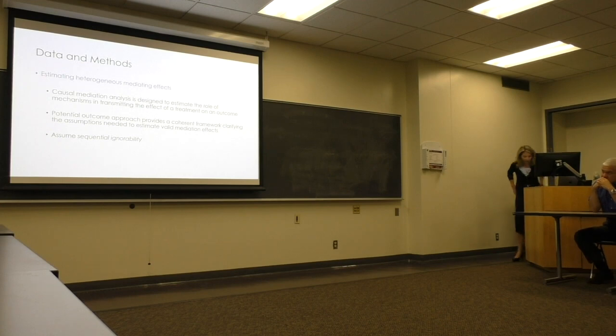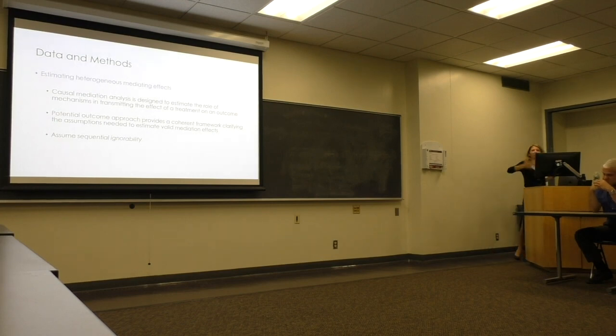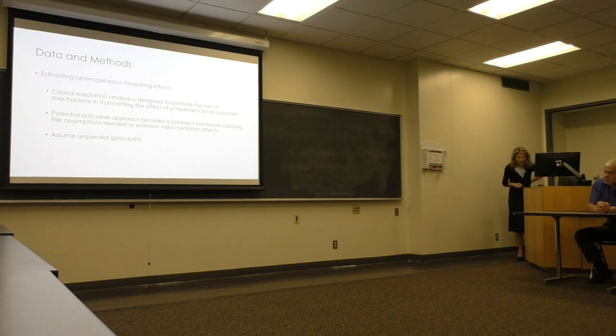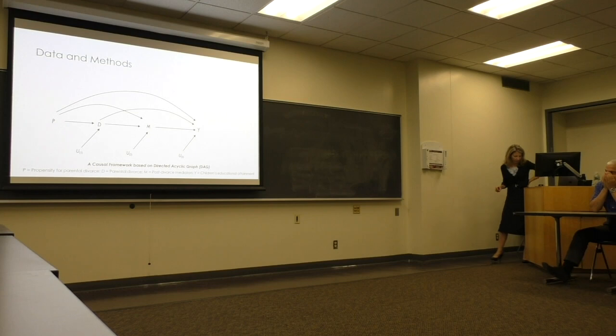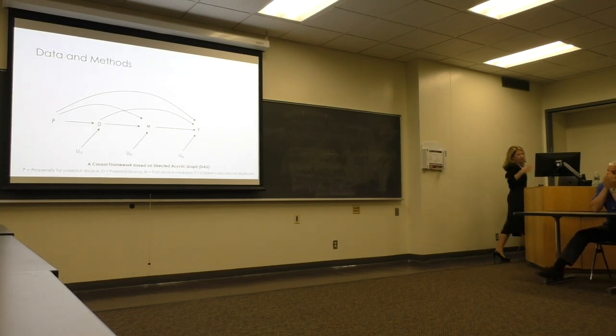To identify mediating effects, we have to assume what's called sequential ignorability. So given an adjustment for all the X variables, the pretreatment covariates, the treatment is assumed to be independent of potential outcomes and of potential mediators. And each mediator is assumed to be independent of potential outcomes. This is just the expanded directed acyclic graph that illustrates this relationship between P, D, M, and Y.